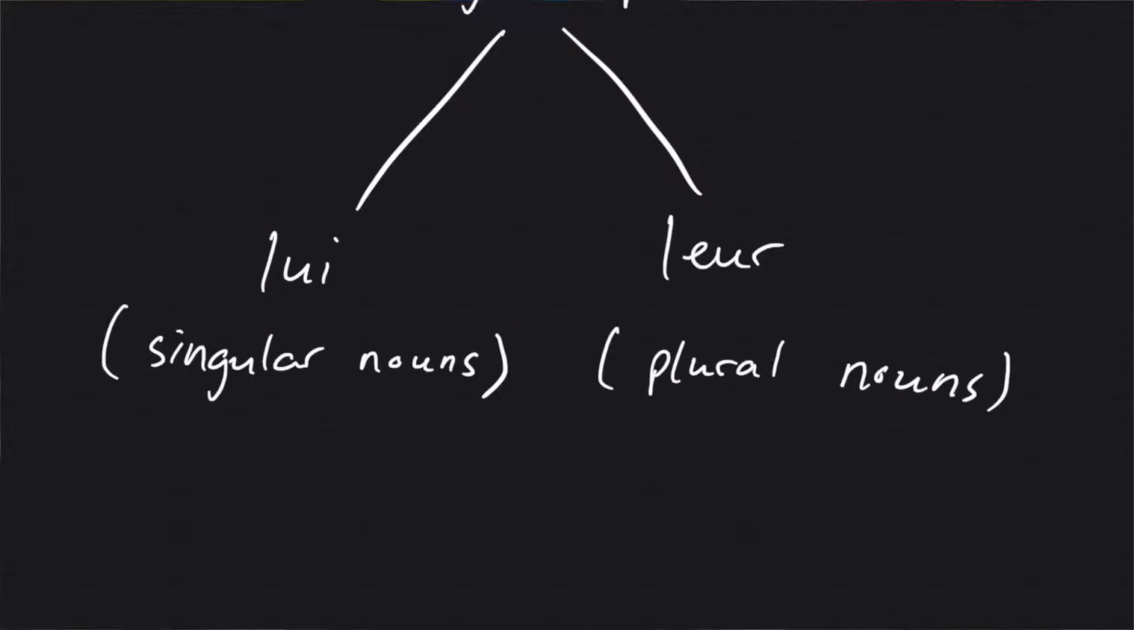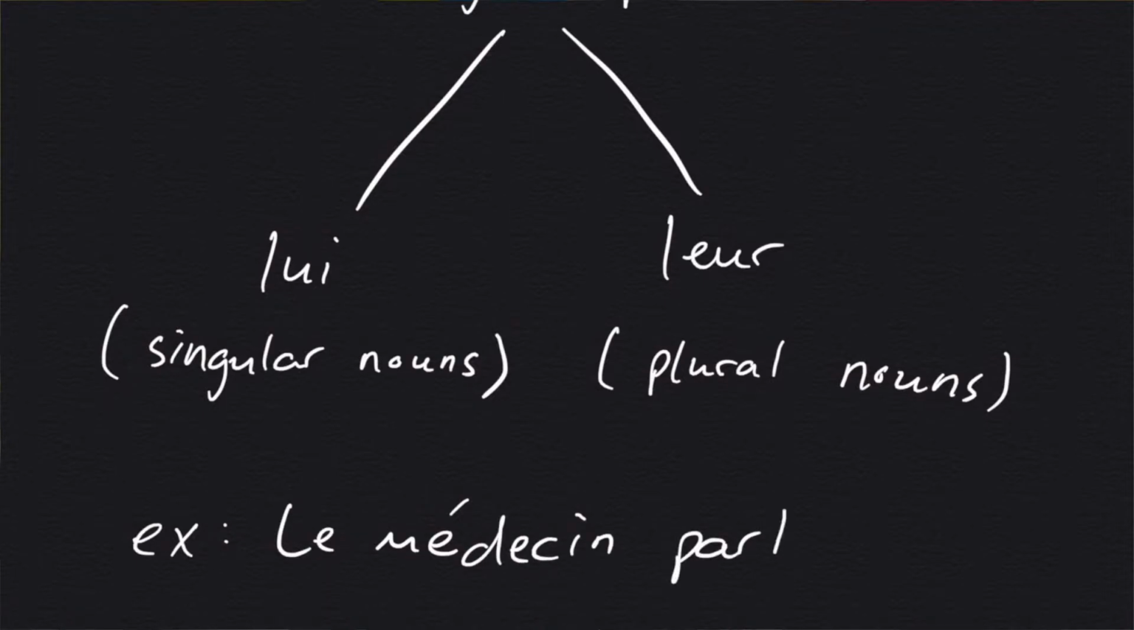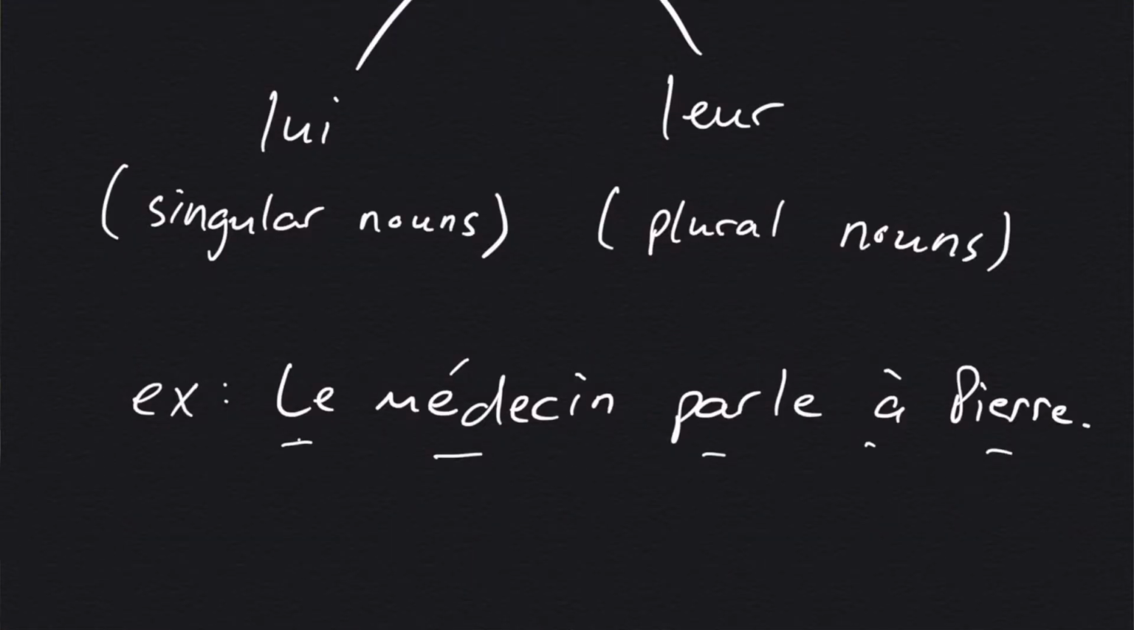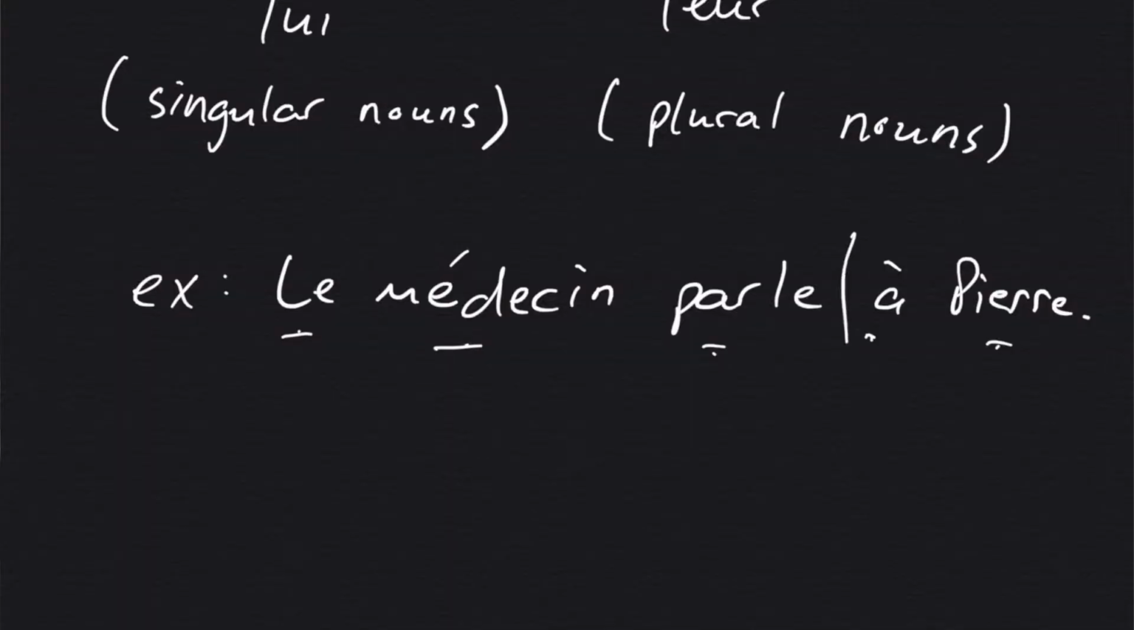Okay, so in the example, we'll do: le médecin parle à Pierre. So in the example, the doctor talks to Pierre. Really easy, y'all. Once you have it translated, all you have to do is ask yourself the question: to who or from who? It's obviously going to be to Pierre.